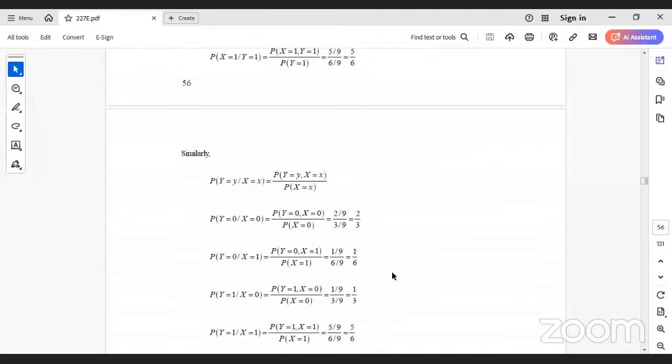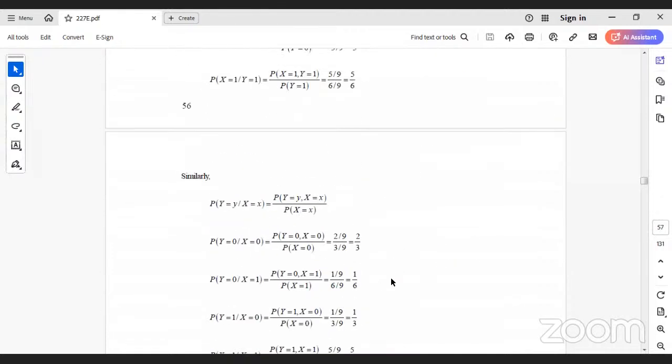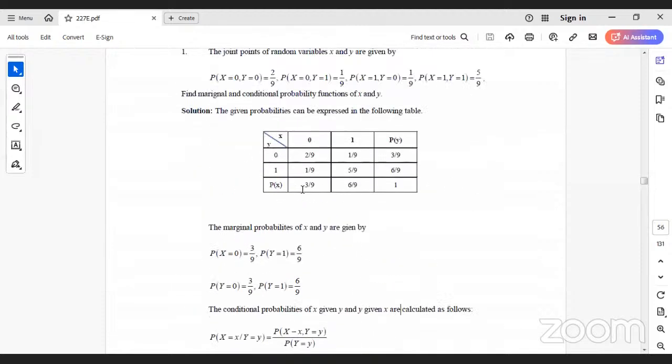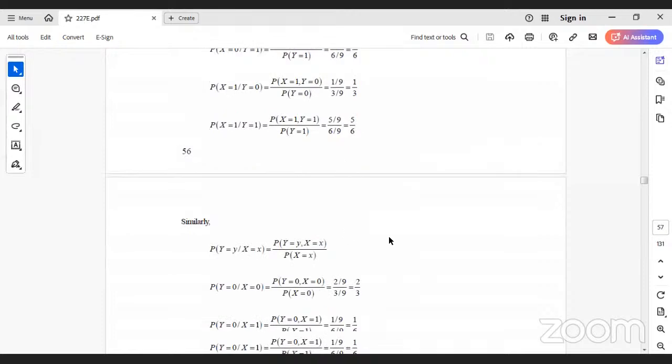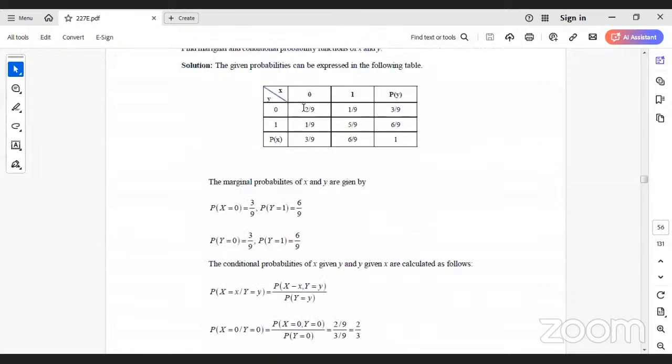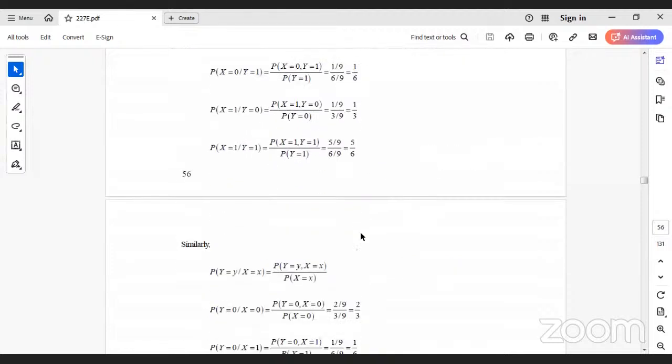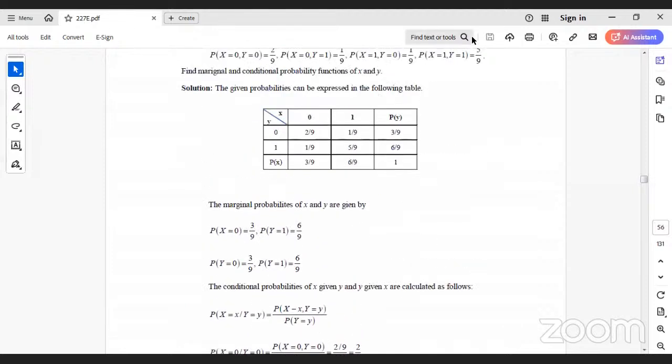Again, we are taking the y condition. Similarly, y is equal to 0 and x is equal to 0, so you know that is 2 by 9. See here, y is equal to 0, that is 2 by 9 by 3 by 9. P of x in the row is 2 by 9 and 3 by 9, and 1 by 9 and 6 by 9.